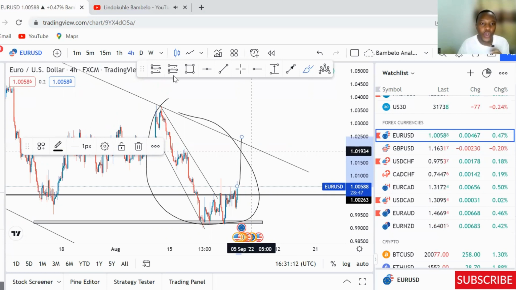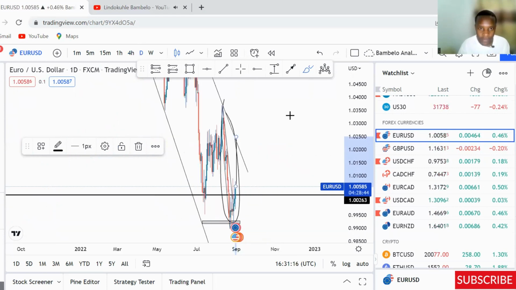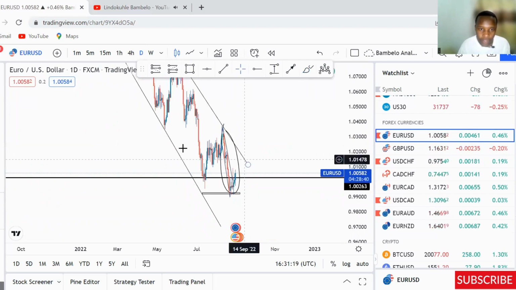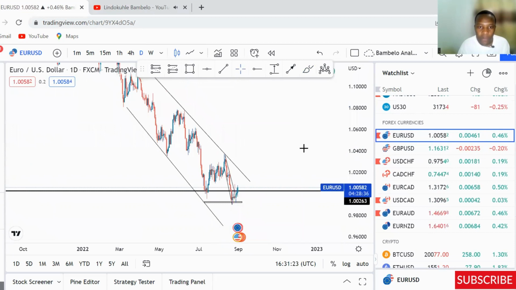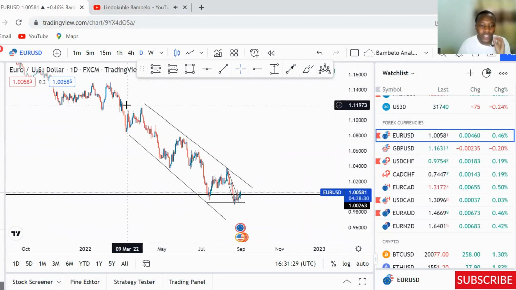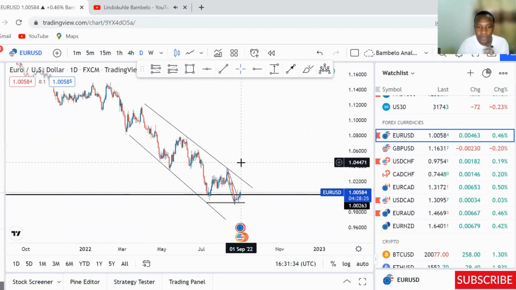And then if we look, for example, at the daily structure, right? If I can just erase everything. So it's such things, guys, that you can use so that you can make informed trading decisions. Look at the structure of EUR USD. EUR USD has been trending to the downside since the 8th of March this year up until now, right?